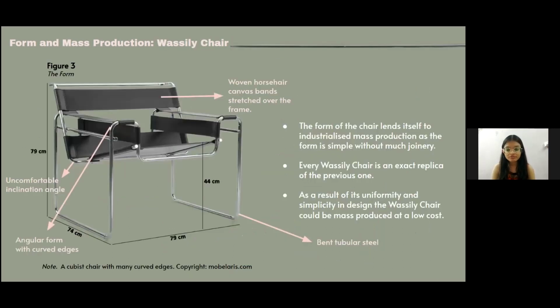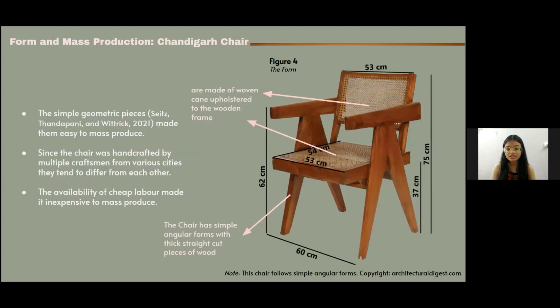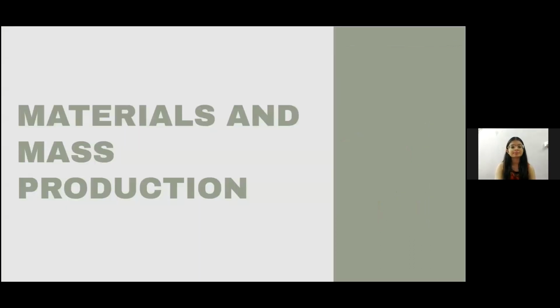The Wassily chair was industry made, with each piece being an exact replica of the previous one, and because of the simpler form, it could be mass produced at a lower cost. Whereas the Chandigarh chair is handcrafted by various craftsmen, therefore they might differ from each other. The availability of cheap labor made it easier to mass produce. I'll now hand it over to Vishwa.